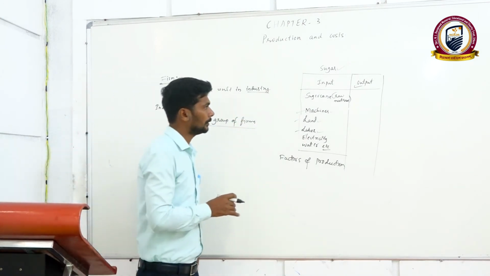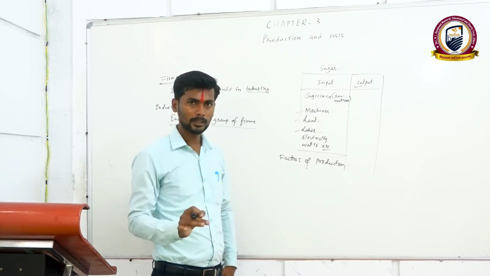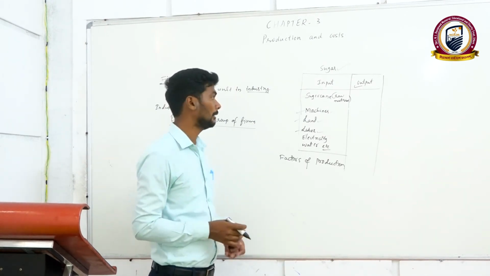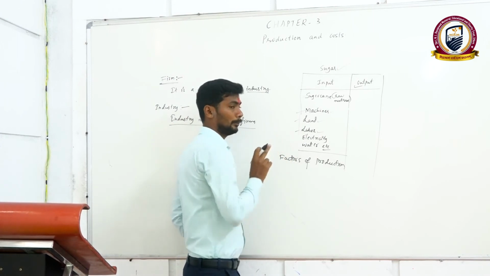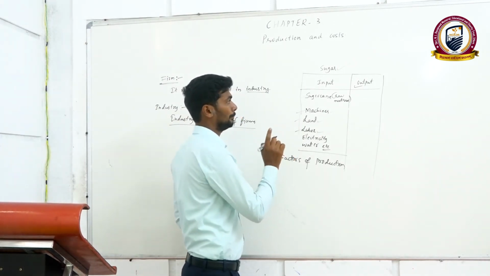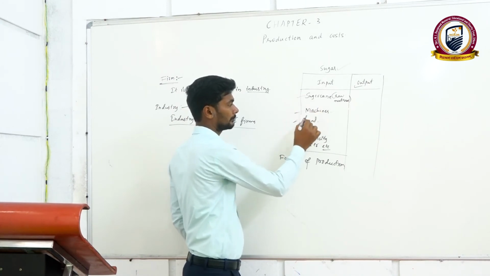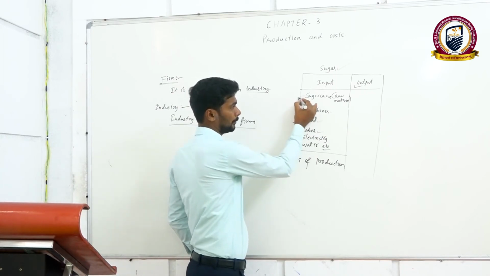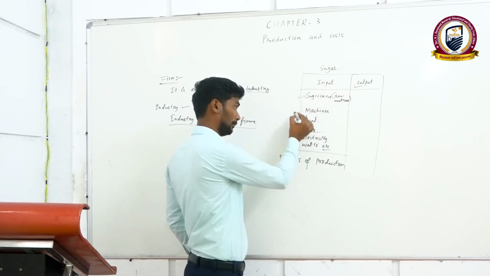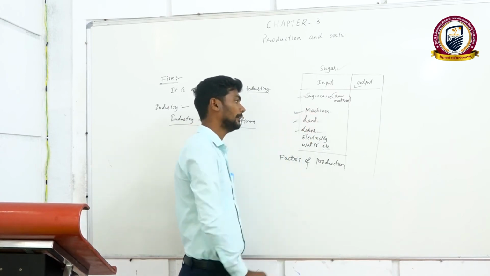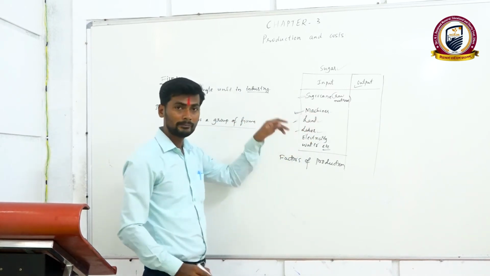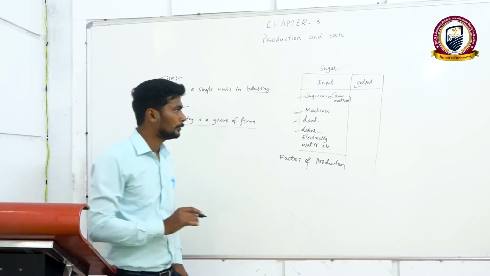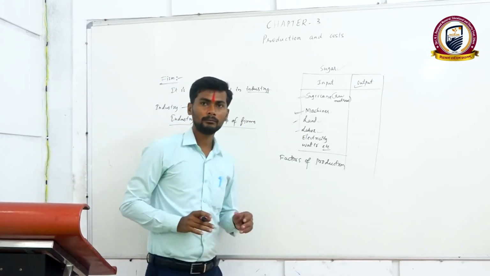A firm will use these inputs or factors of production in the process of production. And the important thing is, it has to pay for these inputs. They are not available freely. A firm should pay for raw materials, that is sugarcane. It has to pay for machines, for land, for labor, and for every factor.